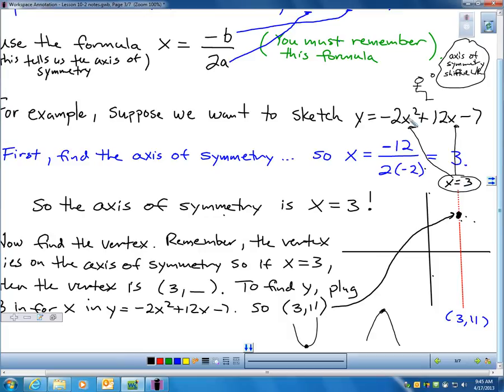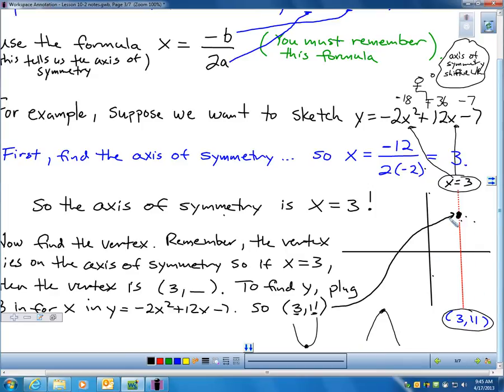Let's take 3 and plug it in here. 3 squared is 9, and negative 2 times 9 is negative 18. And 12 times 3 is 36, and then I have to subtract 7. So I have negative 18 plus 36, which is 18. 18 minus 7 is 11. So that's where I'm getting y equals 11. If I plug in 3 for x, y must be 11. So the vertex, that's why I have this written here, must be 3 right, 11 up.